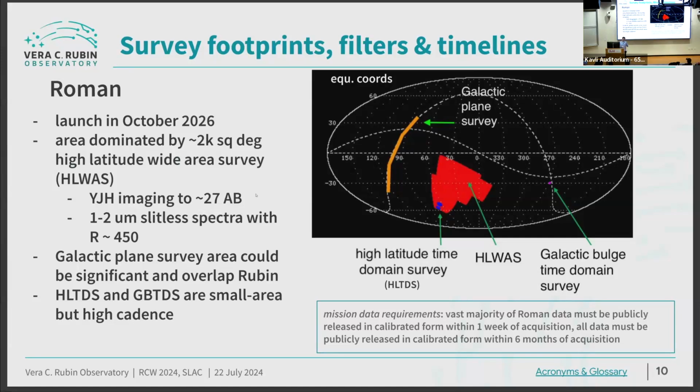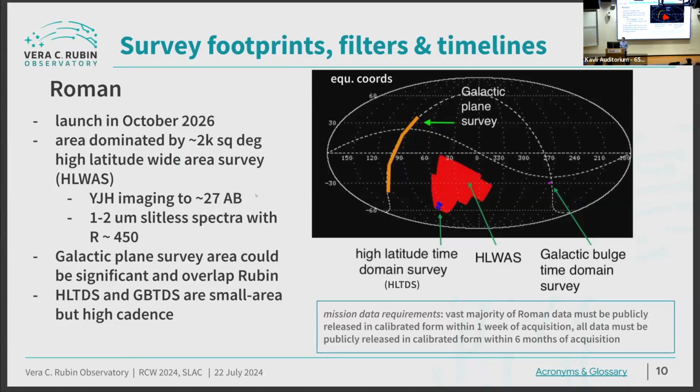I've just drawn something that I personally made up, because it hasn't been defined yet exactly how much area or what filters, what cadence, et cetera, will be in there. And of course, there are also some other core community surveys from Roman, the High Latitude Time Domain Survey and the Galactic Bulge Time Domain Survey, although I won't focus so much on those because they're a very small area, although they do have high cadence.